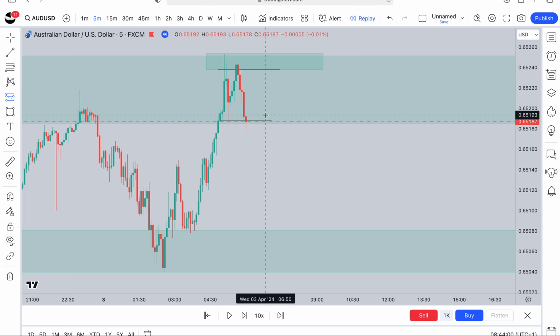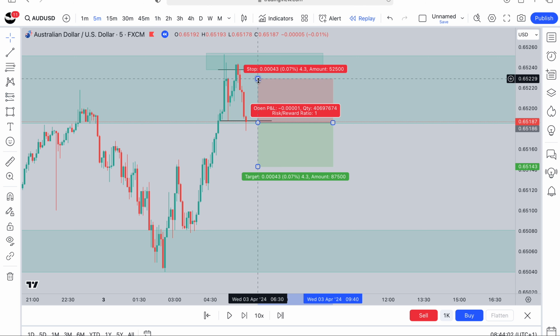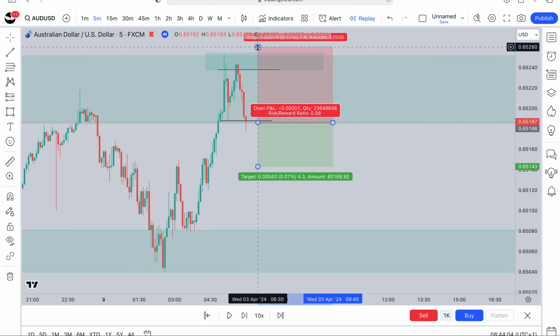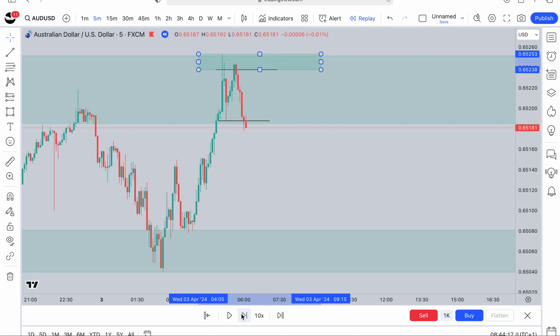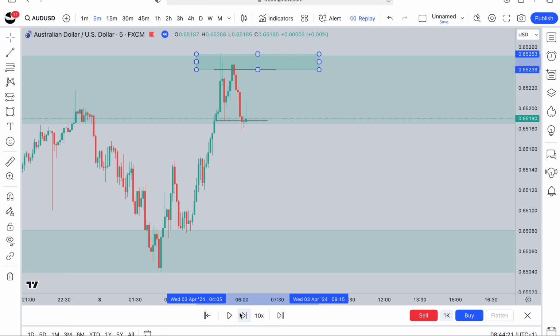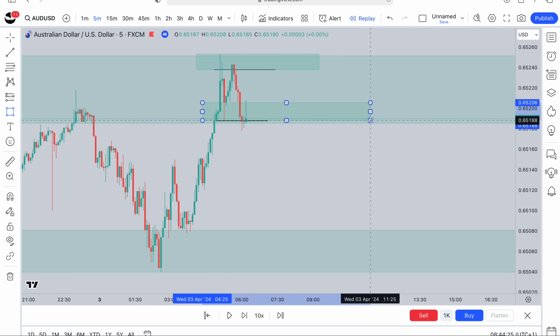Let me see if I've got enough room to be able to go up by here. No. So for me personally, this stop loss is a bit too big. So the only two options that I've got is the double top of this area, or I have to see 2 wick rejections by here. So 1 wick rejection, 2 wick rejections. So this level gets boxed up.